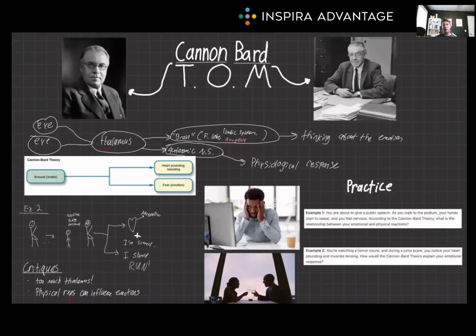The Cannon-Bard theory of emotion provides a unique perspective on how we experience emotions and physiological reactions. By understanding that these responses occur simultaneously and independently, we gain a deeper insight into the complexity of emotional experiences. And most importantly for you, you'll get more points correct on the psych section of the MCAT.